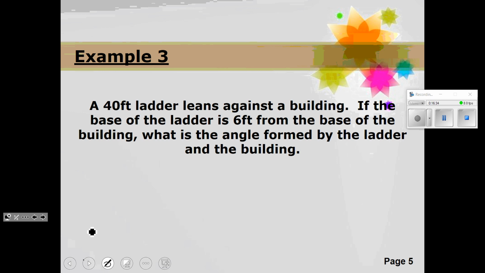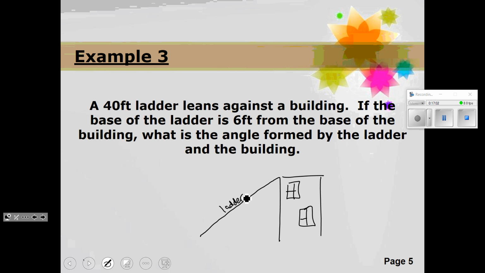Okay, so a 40-foot ladder leans against a building. So the first thing I'm going to draw is a building. Put my little windows in. And then I have a ladder leaning against the building. Okay, and you might even want to say, this is my ladder. That way you know, like in your head, you can picture it, okay?